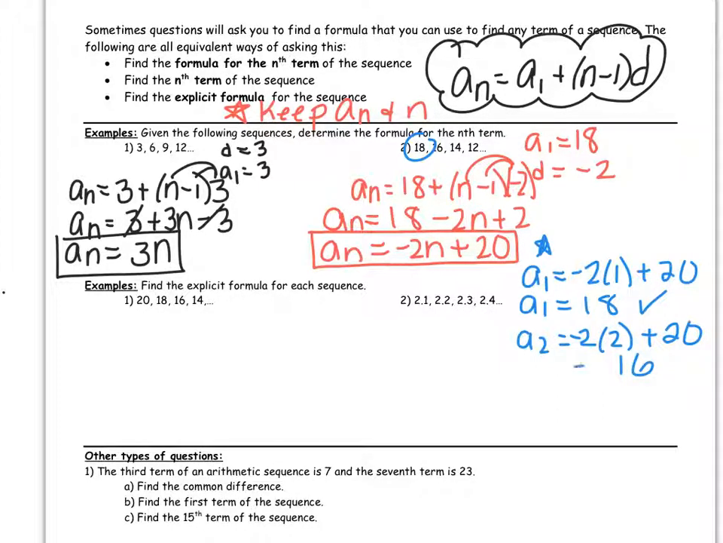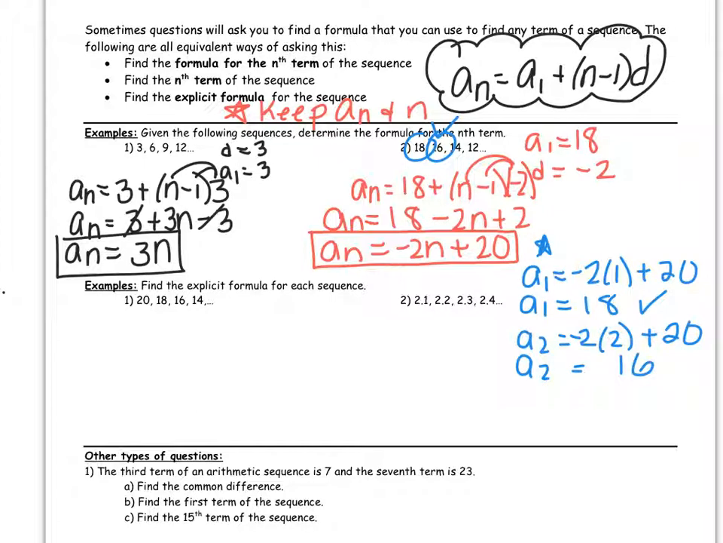And it looks like I get 16. So that works as well. Keep going. So this is a great example of how my sequence worked. I plugged it in, I substituted it, and I got to see that it worked. So the next set of examples say find the explicit formula for each sequence. Finding the explicit formula is the same thing as finding the formula for the nth term.